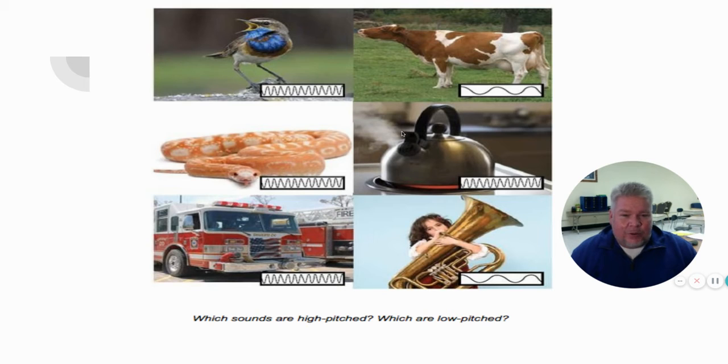A tea kettle whistling. Your mom or grandma uses a tea kettle and it whistles when the steam starts coming out. That's a high pitch. A fire engine is a high pitch with a short wavelength. A tuba produces a low pitch, so it's got a long wavelength. So the cow and the tuba are low pitch sounds with long wavelengths, and the rest of them are high pitch sounds with short wavelengths. So low pitch sounds have long wavelengths. High pitch sounds have short wavelengths.